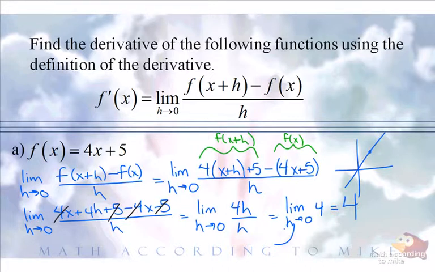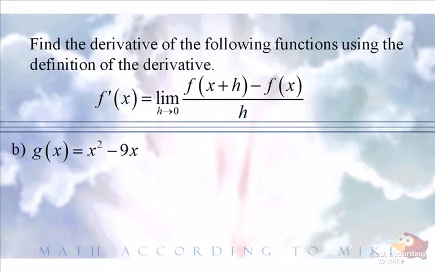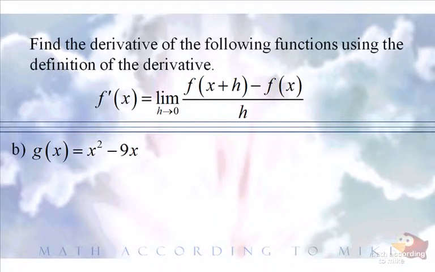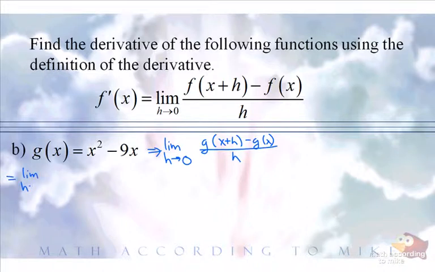It's too much. Part b: g of x is x squared minus 9x. Same stuff. So instead of f, we have g. Doesn't make a difference. If you would, please set up the difference quotient. What is g of x plus h? You don't have to expand it just yet, just plug it in. So g of x is x squared minus 9x. How would we find g of x plus h?